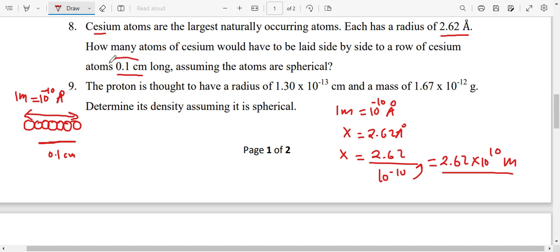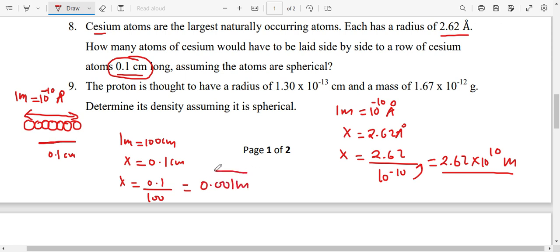Now the value that you've been given for the length of cesium is in centimeters, so we also need to convert that to meters. We know that in 1 meter we have 100 centimeters. So how many meters are going to be in 0.1 centimeters? To find x, it's simply 0.1 divided by 100, and that is going to give us 0.001 in meters. So I have found the radius of cesium.